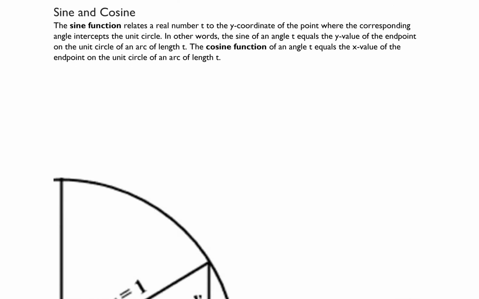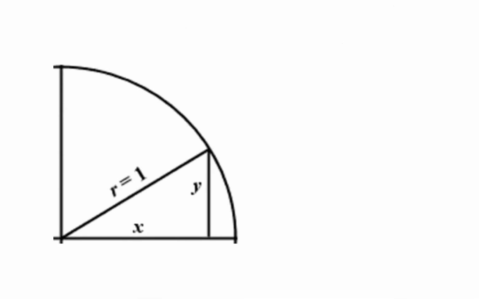arc length of t. Now, remember, if this angle here is t, then that means that this arc length is also t since we are on the unit circle, because remember that the arc length formula was equal to the angle times the radius. And here, since we're on the unit circle, the radius is equal to 1, so the arc length on the unit circle is just equal to whatever the angle is.